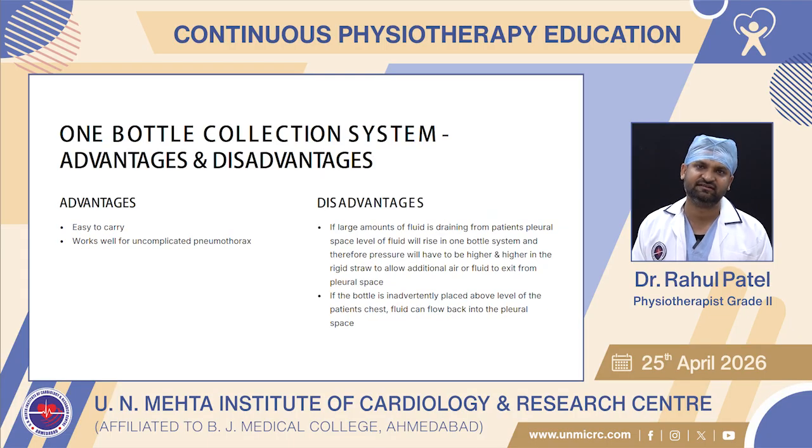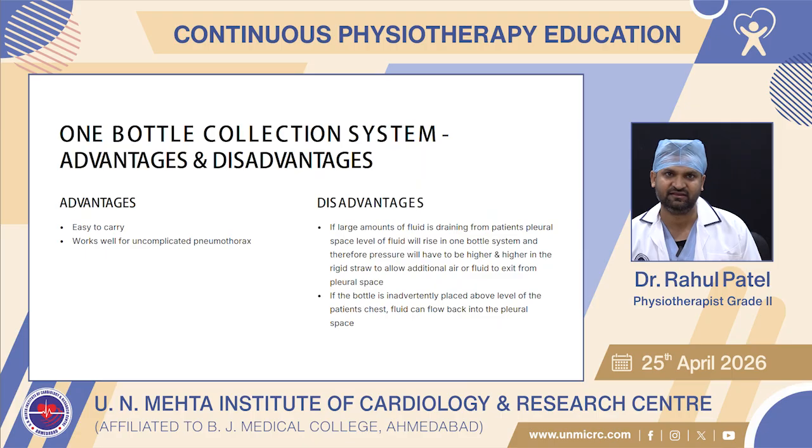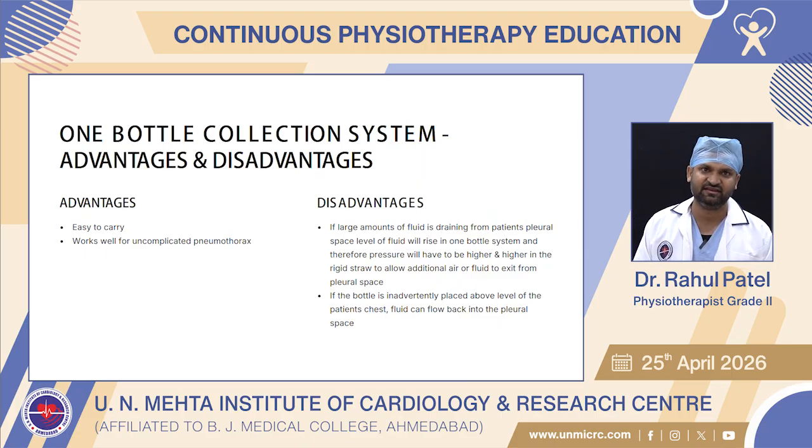One bottle collection system, advantages and disadvantages. Advantages: easy to carry, works well for uncomplicated pneumothorax. Disadvantages: if a large amount of fluid is draining from the patient's pleural space, the level of fluid will rise in the one bottle system and therefore pressure will have to be higher and higher in the rigid straw to allow additional air or fluid to exit from the pleural space.